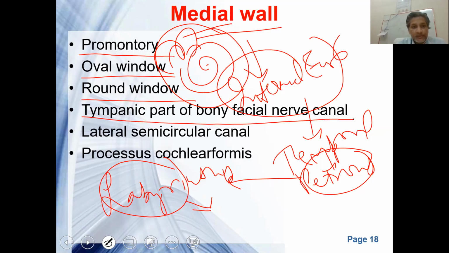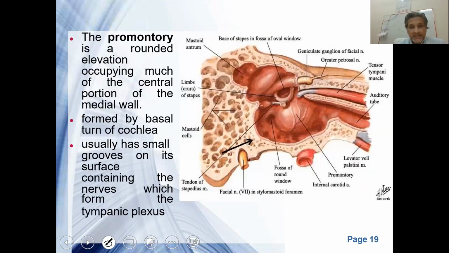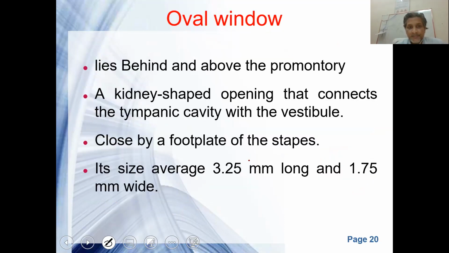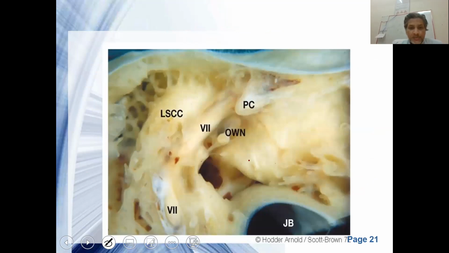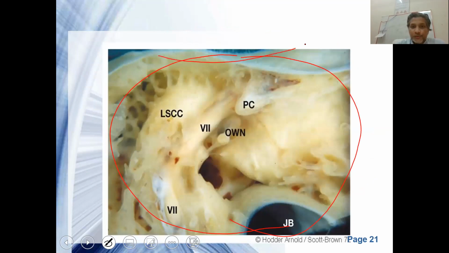Next is semicircular canal and processus cochleaformis. Let's see these structures. This is the dry specimen, a bone specimen, which is explored. This is superior. This will be the posterior. This will be the anterior part. This will be the tegmen plate, and this will be the mastoid part. So you can easily see that these are the prominent structures.